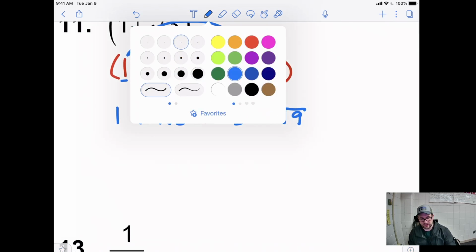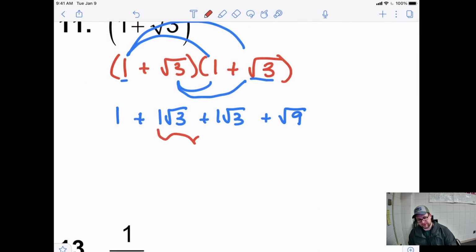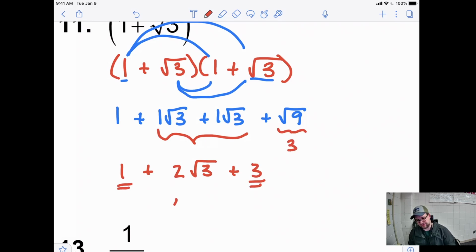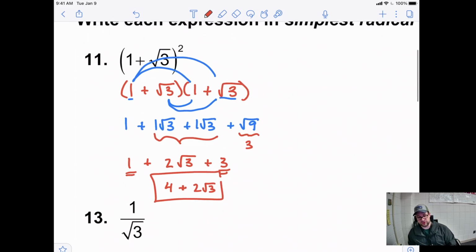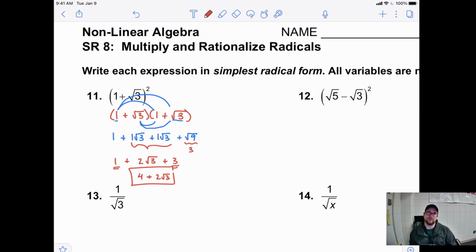Now, as we come over here, hopefully you notice, hey, these are like terms or like radicals. So 1 square root of 3 plus 1 square root of 3 is going to give us, of course, 2 square roots of 3. And then the square root of 9 is 3. So this is going to be plus 3. 1 plus 3 is 4. So I get 4 plus 2 square roots of 3 as our final answer. Right? Those are the tough ones. Be on the lookout for them.